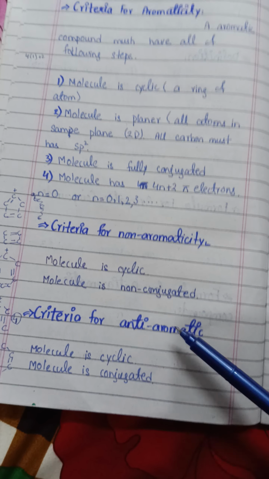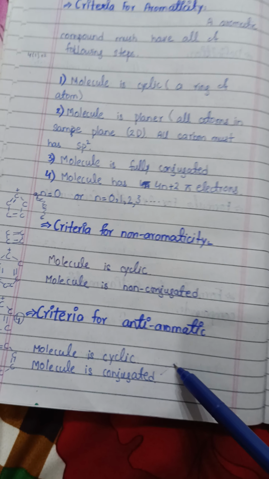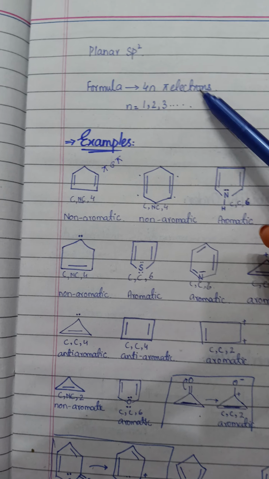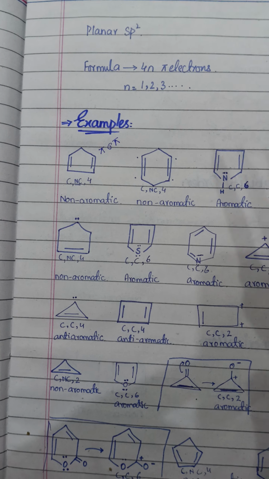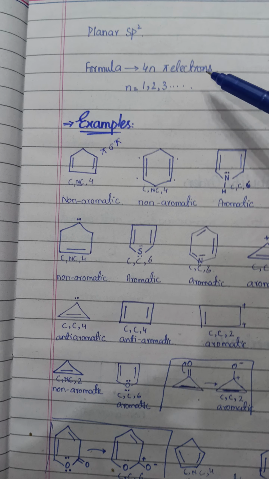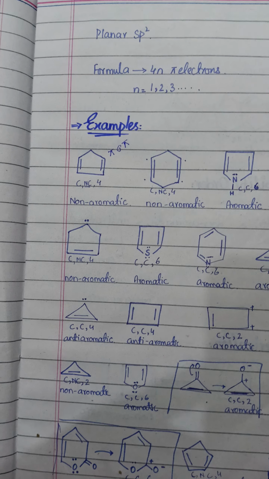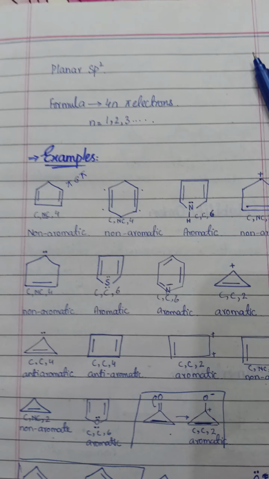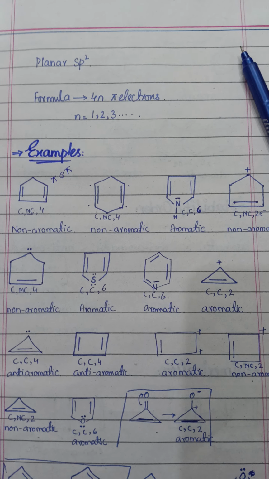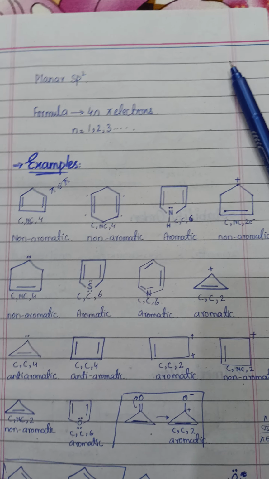Now the criteria for the anti-aromatic is that the molecule should be cyclic, conjugated, and planar, but the formula is different, so therefore the number of pi electrons is different. So the main difference between the criteria of aromatic and anti-aromatic compounds is that aromatic compounds have a different number of pi electrons, meaning aromatic compounds have two electrons more than the non-aromatic compound. So this is the major difference between the aromatic and the non-aromatic compound.